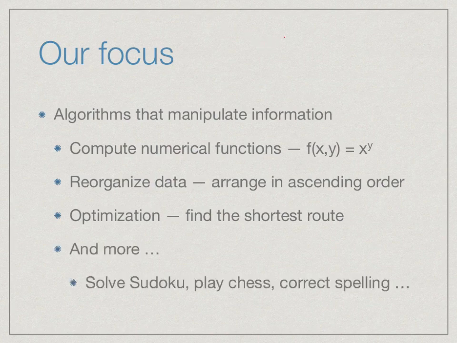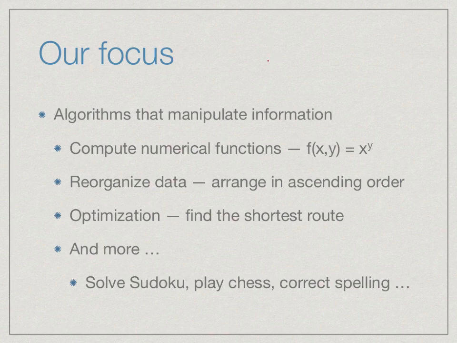And of course, there are very, very many more things that we see day to day which are executed by computer programs. We can play games. For instance, we can solve Sudoku, or we can play chess against a program. When we use a word processor to type a document, or even when we use our cell phones to type SMS messages, the computer suggests corrections in our spelling.